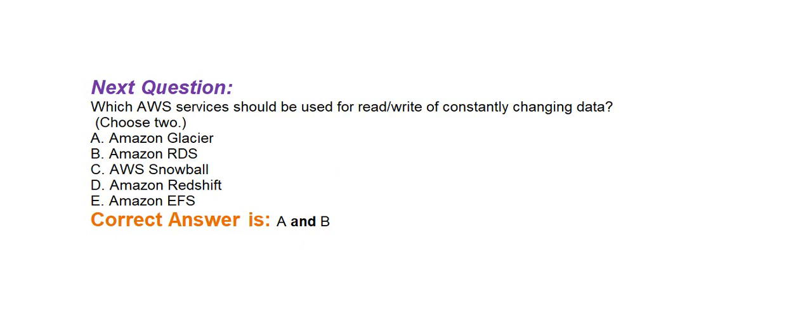Next question is, which AWS services should be used for read-write of constantly changing data? Choose any two options. Options are option A, Amazon Glacier. Option B, Amazon RDS. Option C, AWS Snowball. Option D, Amazon Redshift. Option E, Amazon EFS. Correct answer is option A and option B, Amazon Glacier and Amazon RDS.